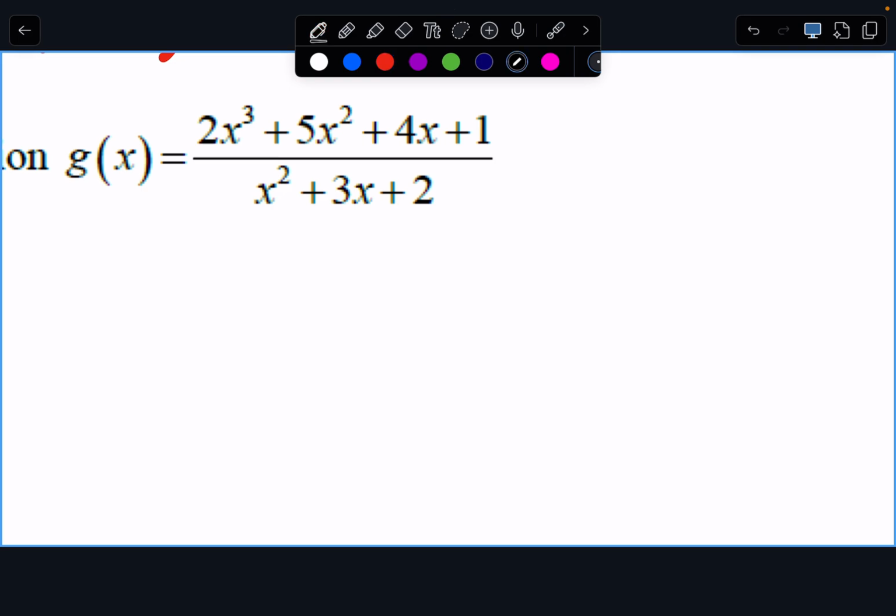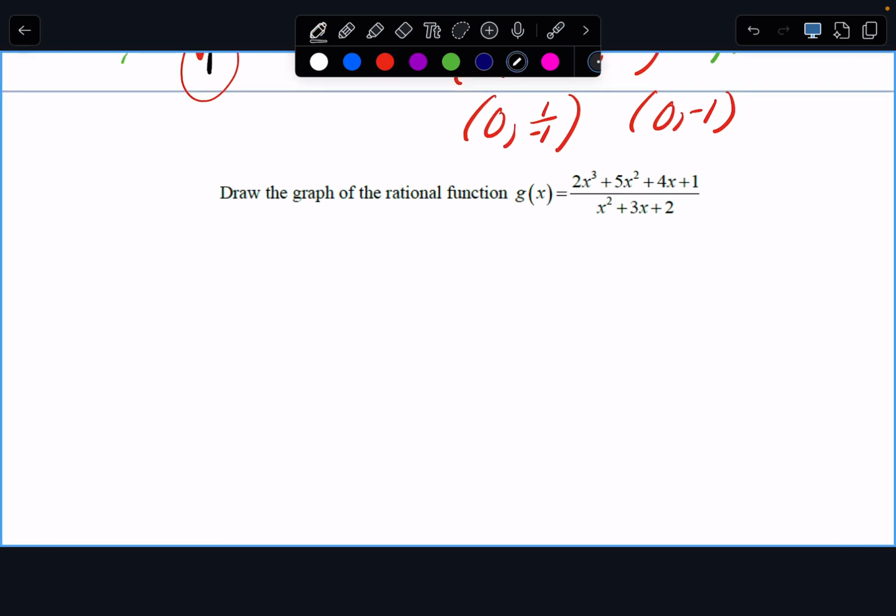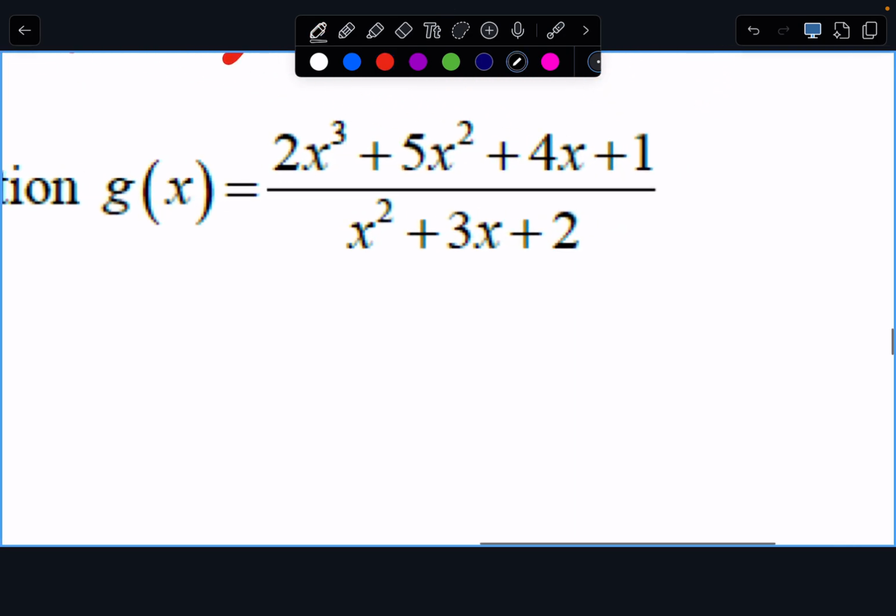Oh dear. They're being mean to us here. How should we try factoring the top? Grouping? Right, everyone? And then grouping doesn't work. So then what do we have to use? If grouping doesn't work, how do you have to factor it?